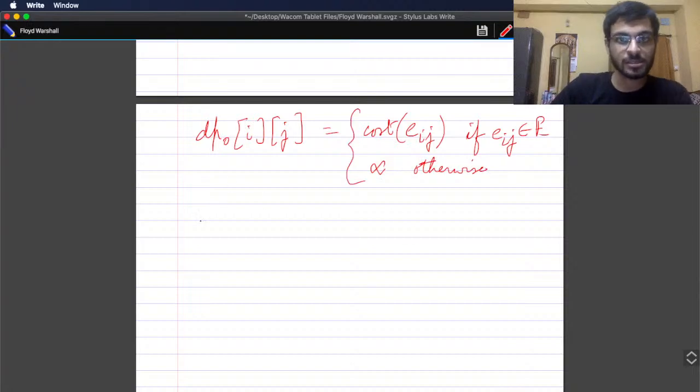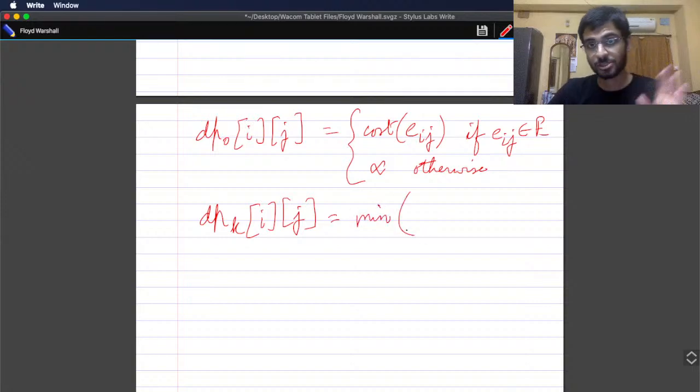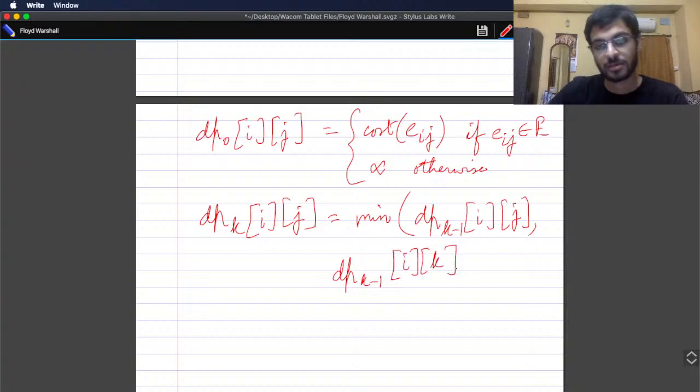Then what I'll be saying is that now dp k, if you know the k minus 1 state, you can find out for the k state as well in this manner. It will be the minimum of, now it is 1 indexed, all vertices are 1 indexed. So we will say utilize k minus 1 knowledge at i j and try to do better. How? dp of k minus 1 i to k plus dp of k minus 1 k to j.